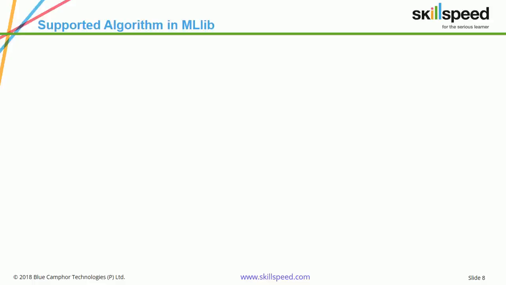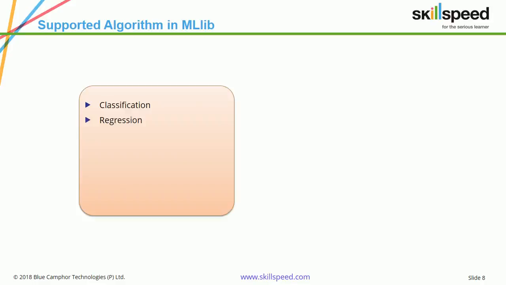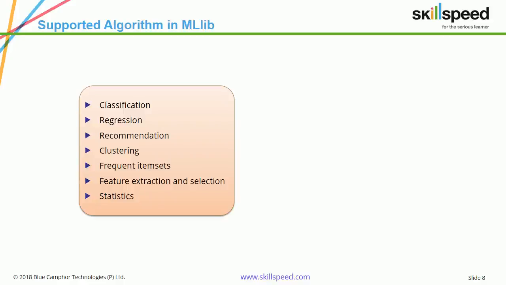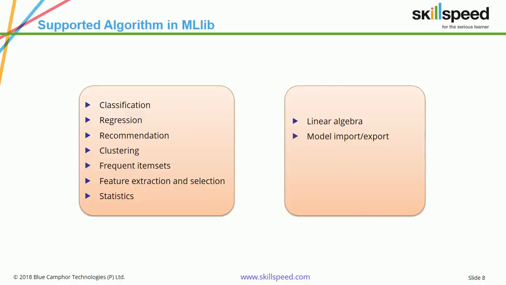Now let's have a look at some of the supported algorithms in MLlib. There is a wide variety of algorithms supported, such as classification, regression, recommendation, clustering, frequent item sets, feature extraction, and statistics. It also supports linear algebra, model import-export, pipelines, data frames, and cross-validation.